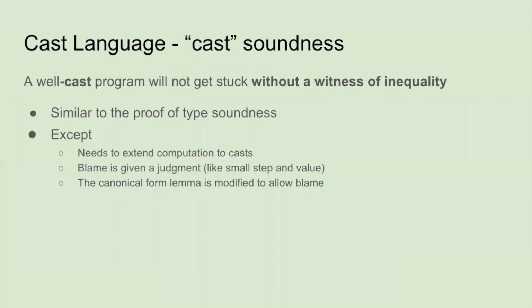and allows us to have different levels of aggressiveness in our error catching. So finally, we prove the cast language is cast sound. A well-cast program will not get stuck without a witness of equality. This is similar to the proof of type soundness, except we need to extend the computation to casts. Blame and values and small steps are extended as shown. And a lot of the canonical form lemmas are modified to allow blame.